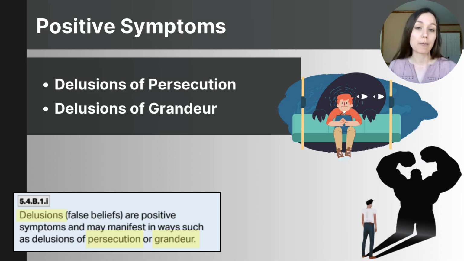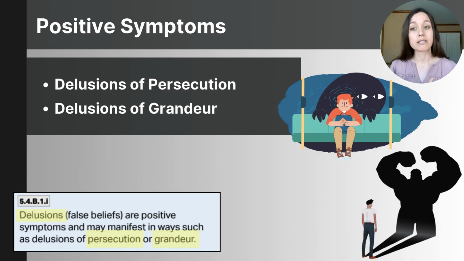One of the most prominent positive symptoms in people with schizophrenia is delusions. And delusions are false beliefs that have no basis in reality and persist despite evidence to the contrary. And there are 2 types of delusions. The first is delusions of persecution, and these are false beliefs that others are out to get them, that they're being monitored or followed or plotted against or spied on or targeted for harm.